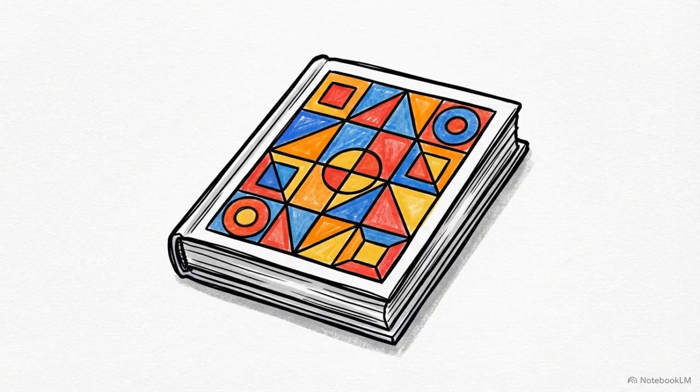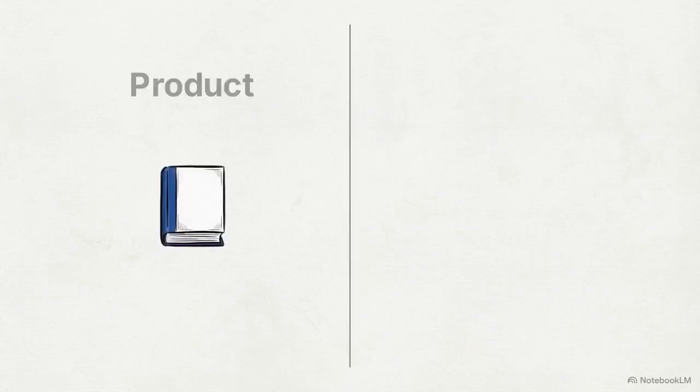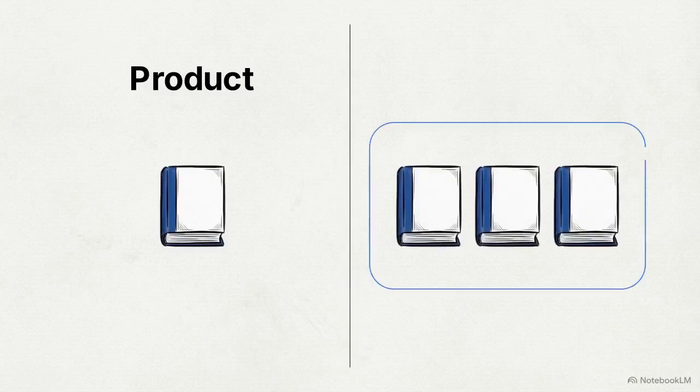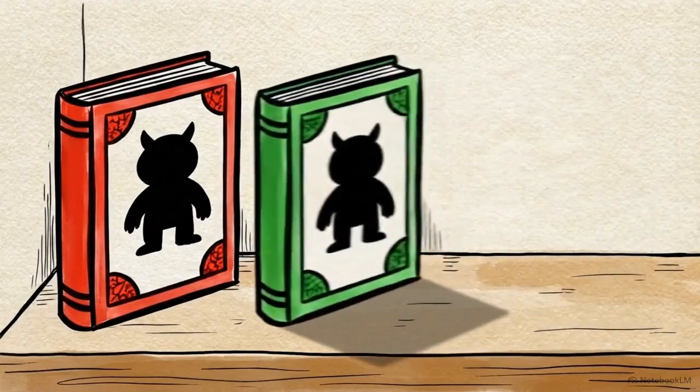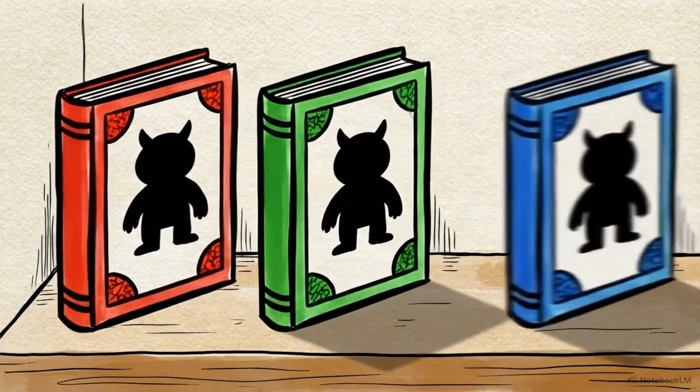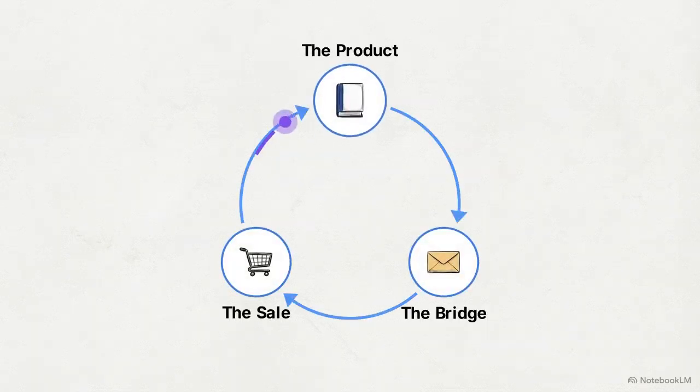With your first asset complete, we apply the larger strategy. 1 isolated book is a product. 3 books built around a cohesive theme create a brand. Publishing a series of books in the same niche triggers collector psychology. Buyers who enjoy the first book use your email bridge to find the next, creating a self-sustaining cycle of repeat purchases.